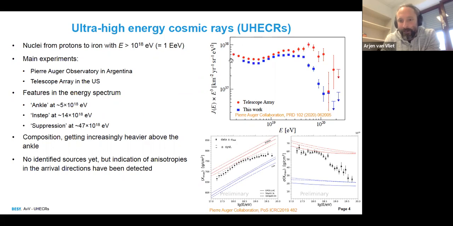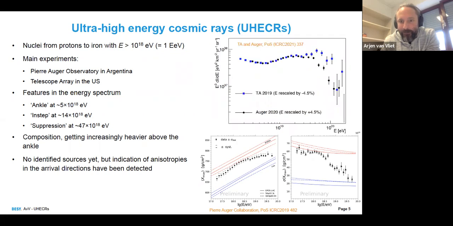So the spectrum that you see here is a zoom in of the previous figure, but now multiplied by E cubed instead of E squared, just to make the features in the spectrum more visible. And you see already here that there seems to be a difference over the whole energy range. But what is not shown here are the systematic errors on these spectra.